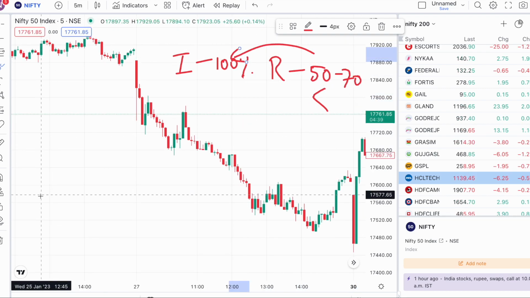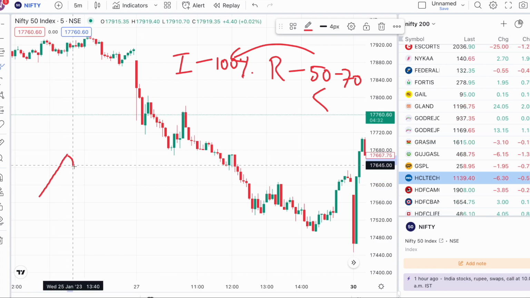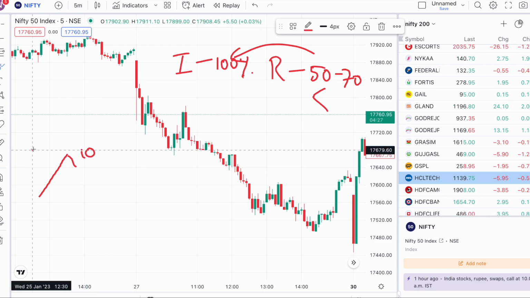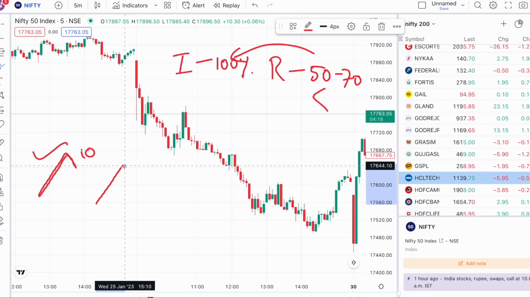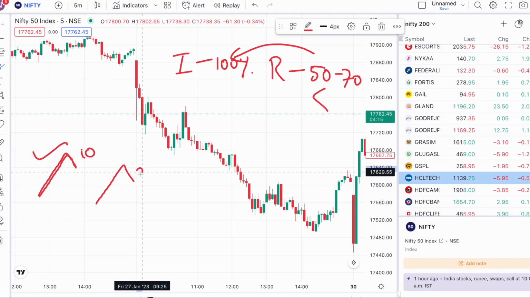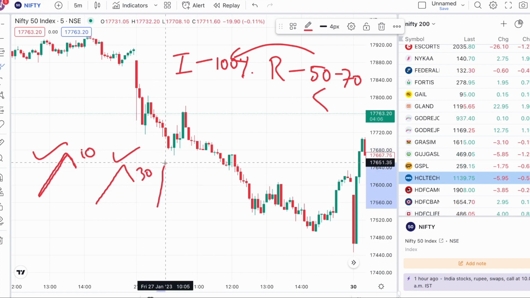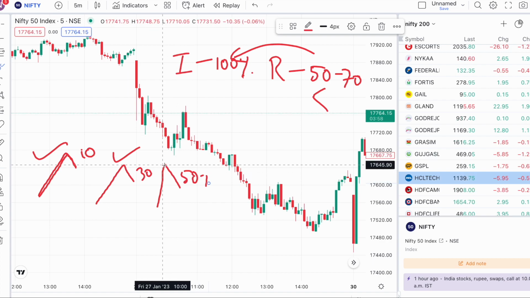What does it mean? For example, let's say we have an impulsive move. If the reactive move is like this, which is 10% of the impulsive move, then we say we have a combination of impulsive and reactive move. Next, if this is the impulsive move and this is the reactive move, it has come till 30%. This is also a combination of impulsive and reactive move. Again, if this is the impulsive move and it has come till 50%, it means we have a combination of impulsive and reactive move.